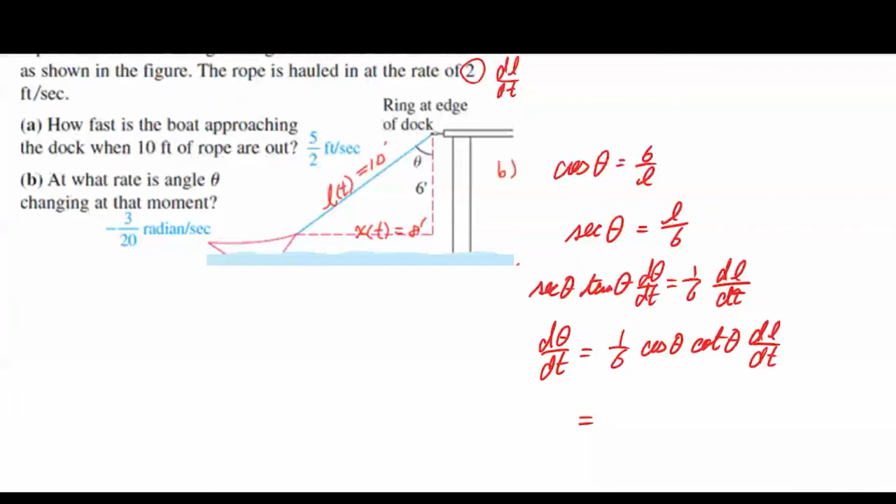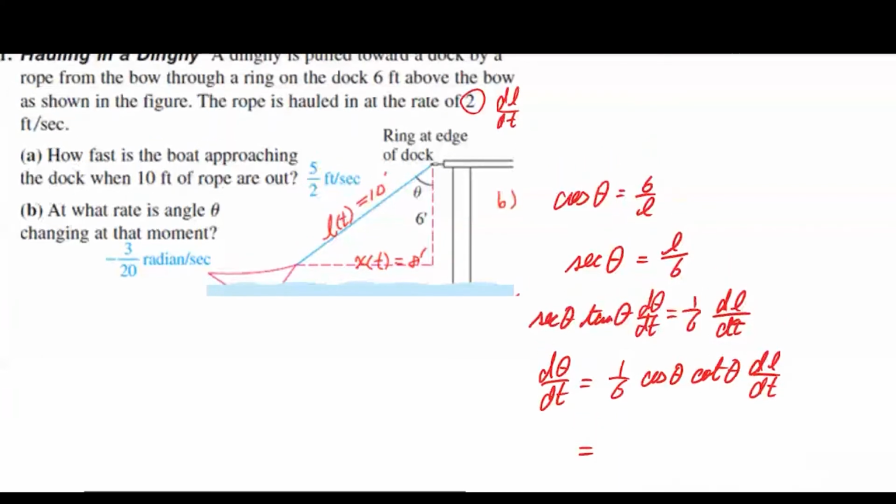Now let's plug in these values. How do we know what cosine theta is? Well, that side is 10, this side is 6. Does that tell you this side is 8? So this is a 3, 4, 5 triangle, isn't it? So we have 1/6, and cosine happens to be 3/5. And cotangent happens to be this side over that side. Oh no, the other way, this side over that side, so 3/4.